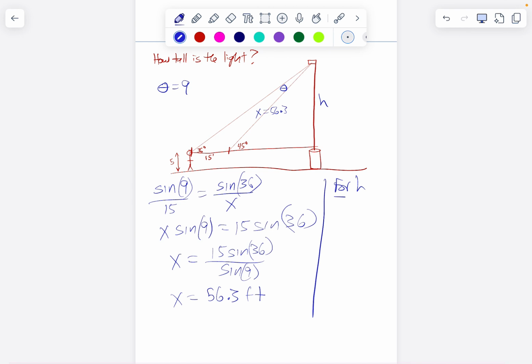Okay, so for h, at this point, we could go do a right triangle since we know that this light pole is pretty much perpendicular. So what would we do there? What are you going to do there once you get out there? Trig ratio, sure. So this is sine of 45 equals h over 56.3. So we just multiply those two. And h is, what'd you get on that?